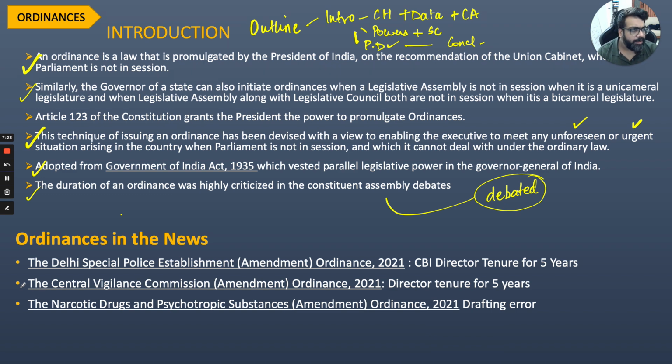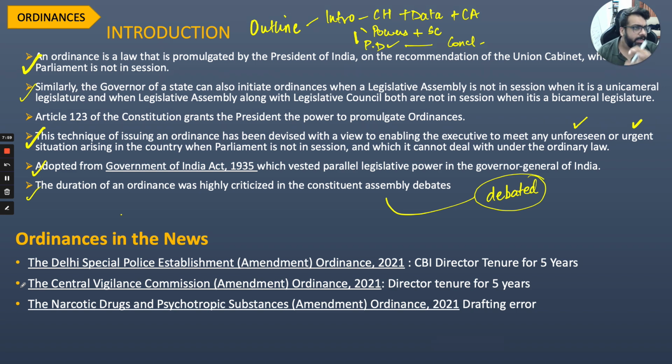There are several ordinances which don't make any sense in terms of the urgency or the nature of it being unforeseen, and there are certain ordinances which have obviously been promulgated from a very opportunistic point of view. And we'll analyze that in a fair amount of detail. But this is essentially how ordinances are currently playing out as we speak, and should be playing out while you're writing the mains exam. A better understanding of ordinances would be through the data that we look at.